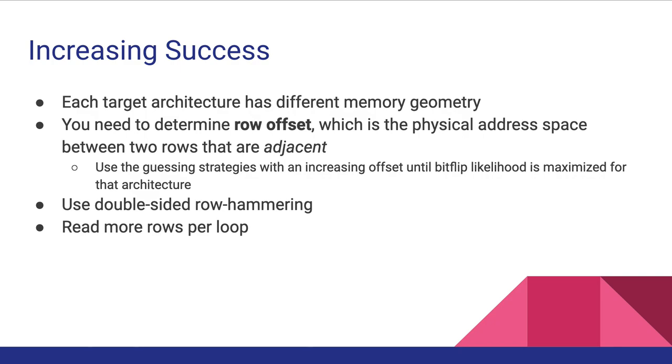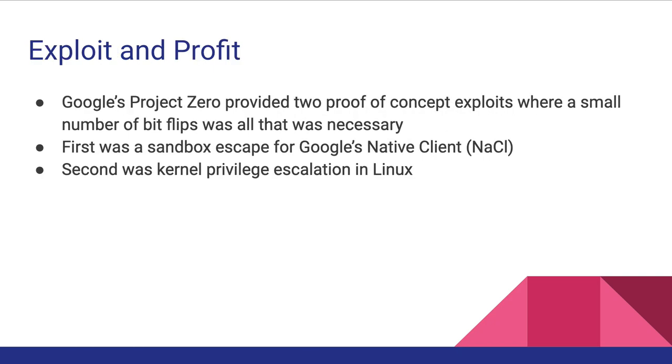And then they increase success by first trying to figure out how much memory is within each row for each architecture, and this is called the row offset. So if you understand how many cells are in each row, then you can be more precise with understanding where each row ends and the next one starts. And once you know that, it's easier to do double-sided row hammering, which is grabbing both upper and lower neighbors of a target row. And then finally, a simple one is just to read the rows more often per loop. Again, more access causes a higher chance of bit flips.